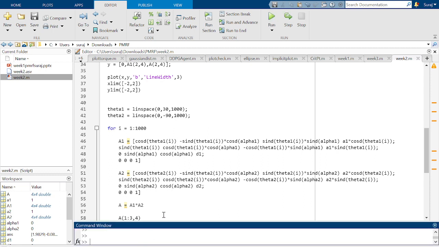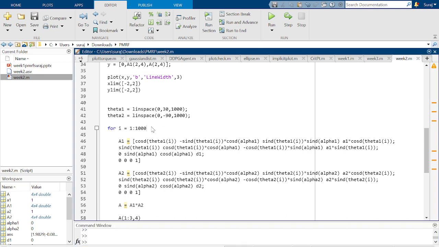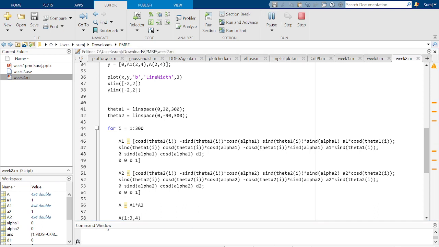Let's make it fast. If you want to stop the code in between, you go to the command window and press control C. That way you can stop the code. So let's make it 300 instead. Now if I run this, you can see the first link theta 1 going to 30°, and the second link with respect to the first link rotating 90° clockwise, or minus 90°.